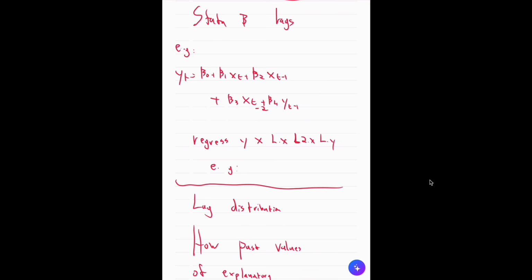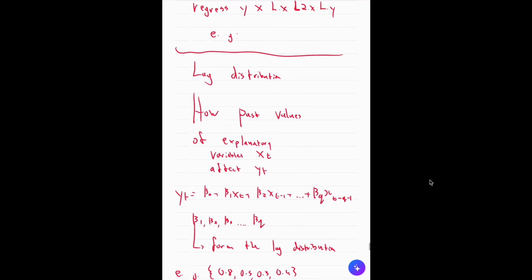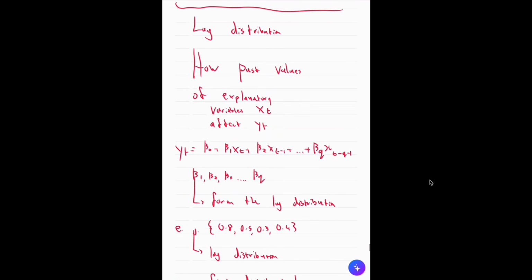So when you say L.x, you're lagging, because that is x_t minus 1. So that's just a lag of 1. When you say L2.x, that is x_t minus 2, so that is a lag of 2. And then when you say L.y, that's just saying we know that there's a lag of 1 on the y variable. Okay, and then a lag distribution, right?